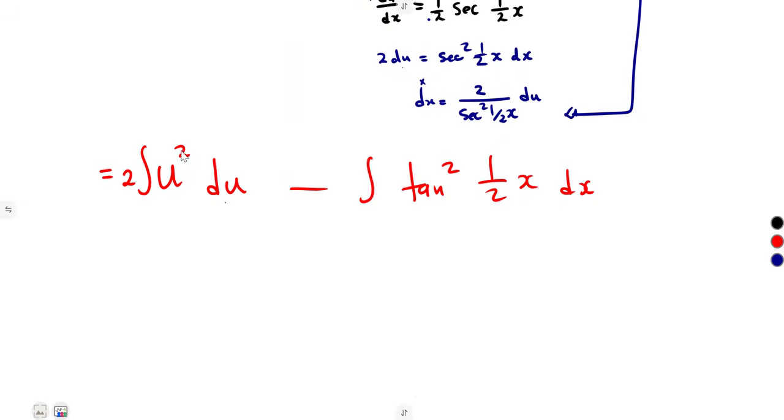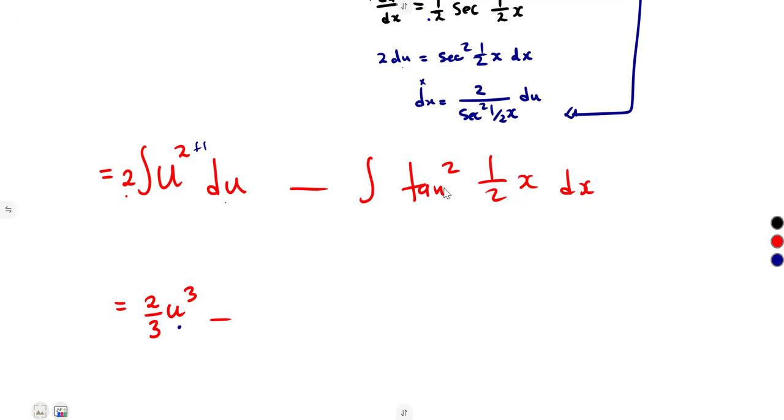This is u to the exponent of 2. So we're just going to add 1. So that is u to the exponent of 3 over 3. But remember, there is a constant 2. So if you multiply by 2, it is going to be 2 over 3 u to the exponent of what? Of 3. So we have integrated with respect to what? With respect to u. Take note.